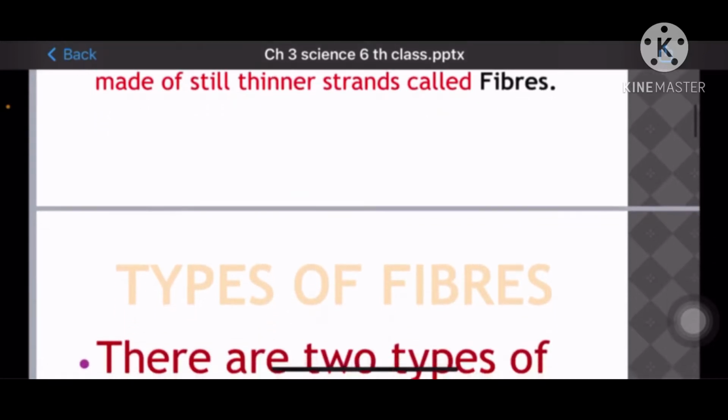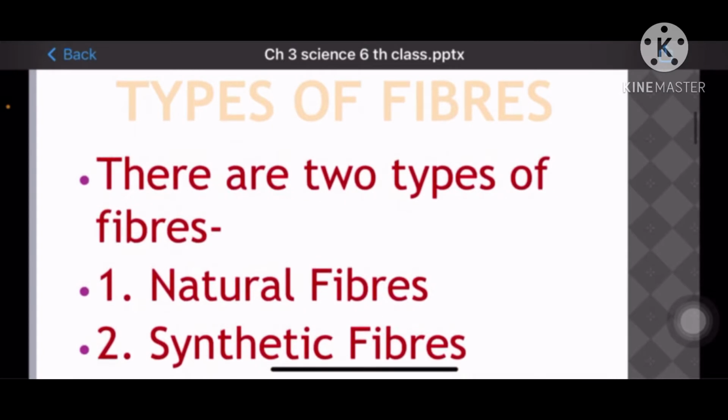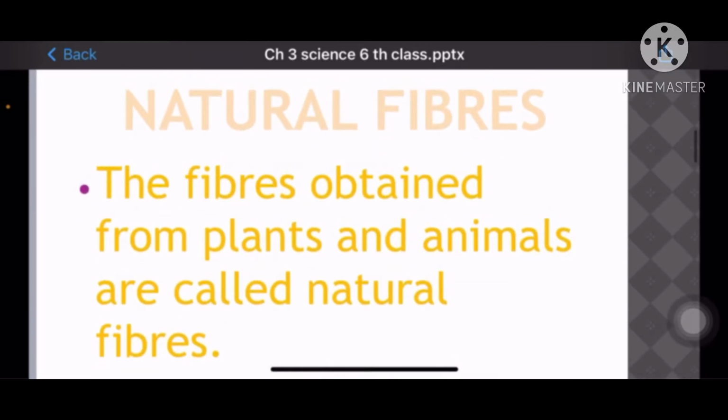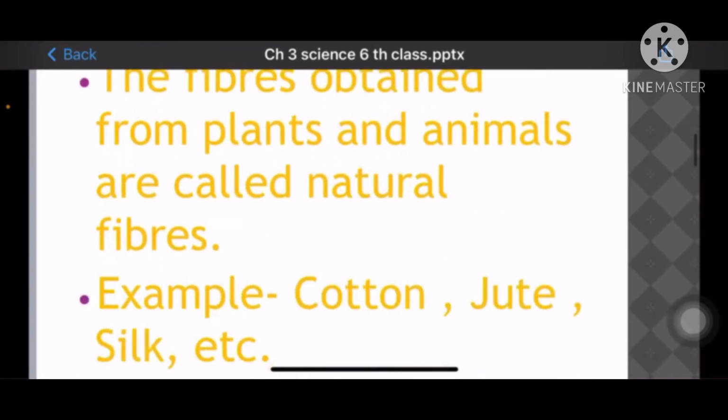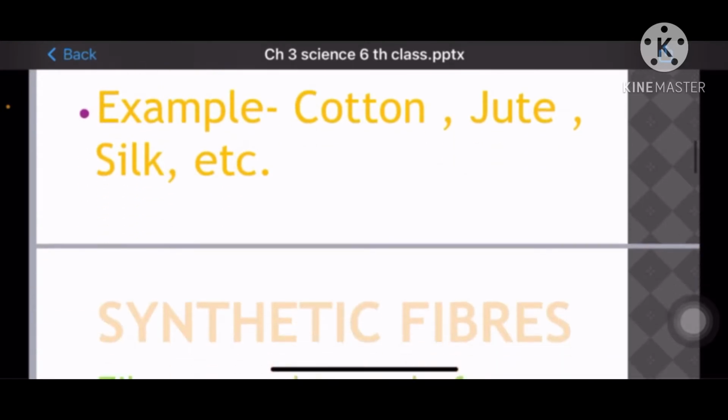Now, what are the types of fibers? There are two types of fibers, natural fibers and synthetic fibers. So, what are natural fibers? The fibers obtained from plants and animals are called natural fibers. Example, cotton, jute, silk, etc.